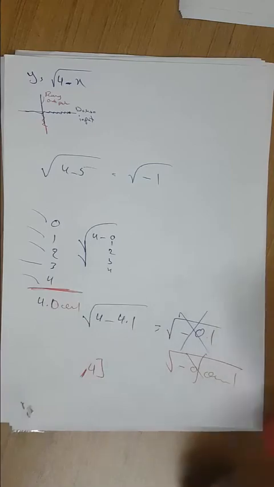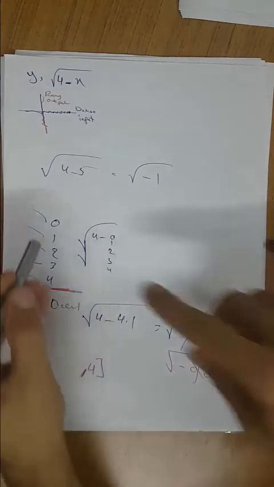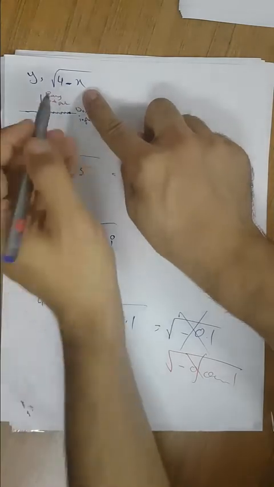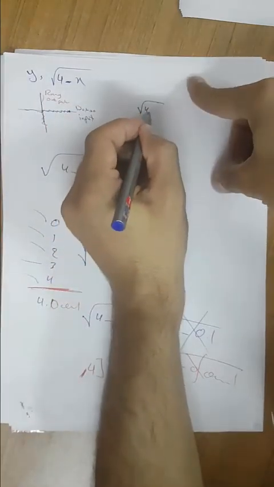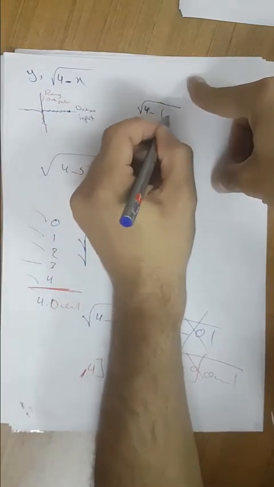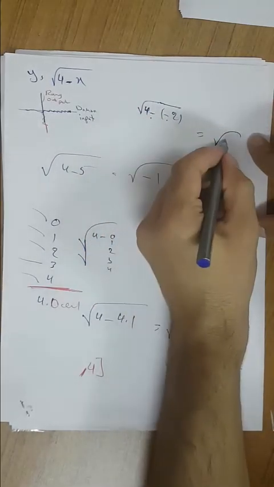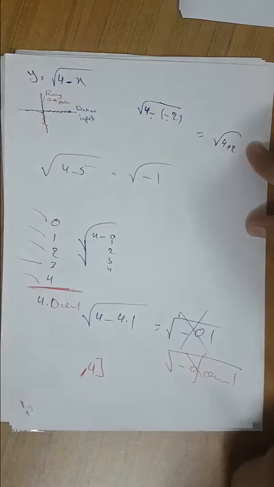How about the decreasing numbers? We put 4. How about minus 2? Can I put minus 2 here? Check it. 4 minus minus 2, yes, why not? Because this minus will multiply by this minus and will give me the positive.